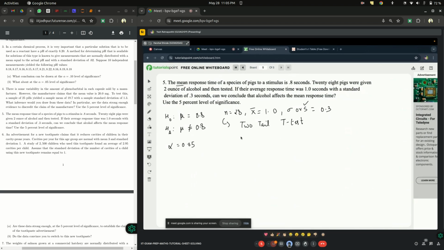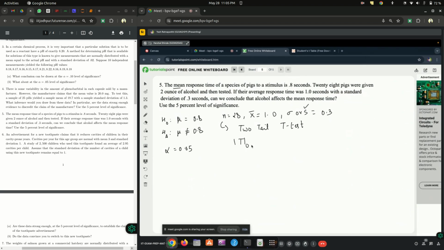So what will be the formula? Gitika ma'am, what is the formula here for T observed? X sample bar minus mu divided by S upon root n. Perfect. So if I put the values, it is 1 minus 0.8 upon S, S means 0.3 by root n. Root n is under root of 28.